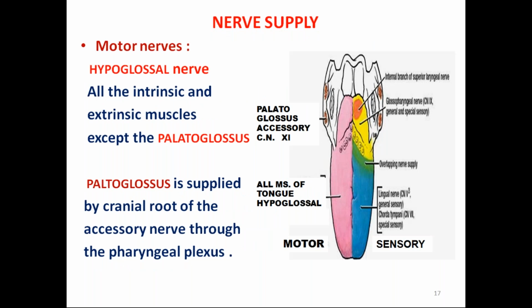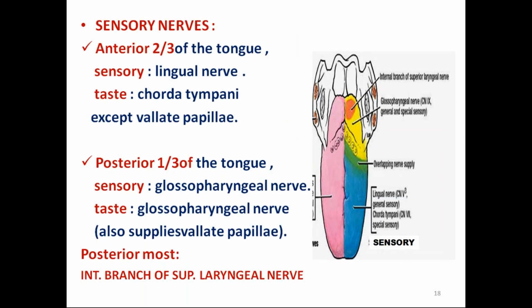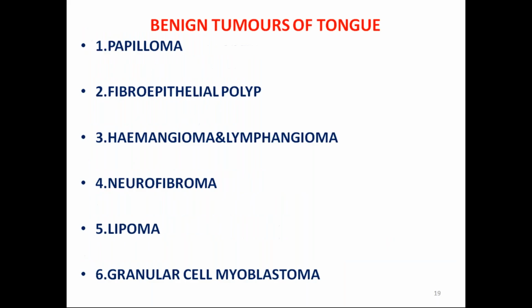So, nerve supply. It includes the hypoglossal nerve, and the palatoglossus is supplied by the cranial root of the accessory nerve via the pharyngeal plexus. There are sensory nerves and motor nerves. The sensory nerve for the anterior two-thirds of the tongue is the lingual nerve, and taste is by the chorda tympani, except the vallate papillae. For the posterior one-third of the tongue, sensory supply is the glossopharyngeal nerve, and taste is also the glossopharyngeal nerve, also supplying the vallate papillae. The posterior-most part is supplied by the internal branch of the superior laryngeal nerve.